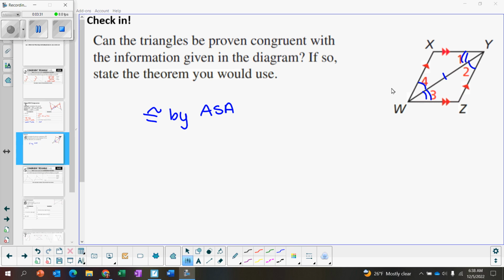All right, so in this picture, angle 4 and angle 2 are congruent because they're alternate interior angles based on WX and YZ being parallel. Angle 1 and angle 3 are congruent because they're alternate interior angles based on XY and WZ being parallel. And then we have a reflexive or shared side at YW. So now that's ASA. The triangles can be proved congruent by ASA.